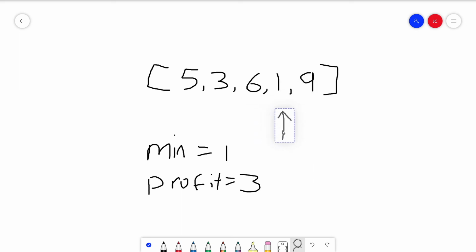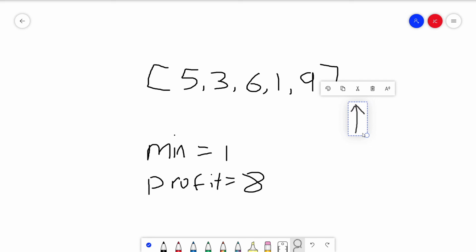and then we continue. Now on day 5, we are selling our stock for $9, and that would give us a profit of 9 minus 1, or $8. And then we continue on and end our loop. And that gives us an intuition of this greedy algorithm, where we want to maximize profit and minimize the cost of the shares that we buy.